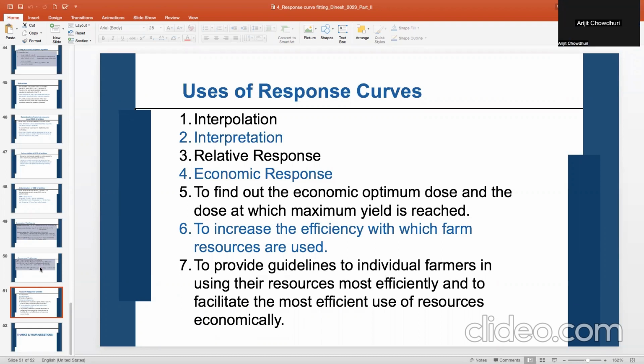You can do one thing. I have given you 3 presentations on uses of response curve. And if you start seeing the third presentation from the starting 4, 5, 6, 7 slides, I think in those slides you will find the answer to your question. Just try to see those slides, and again I will discuss it. So any other question from you or any other student?